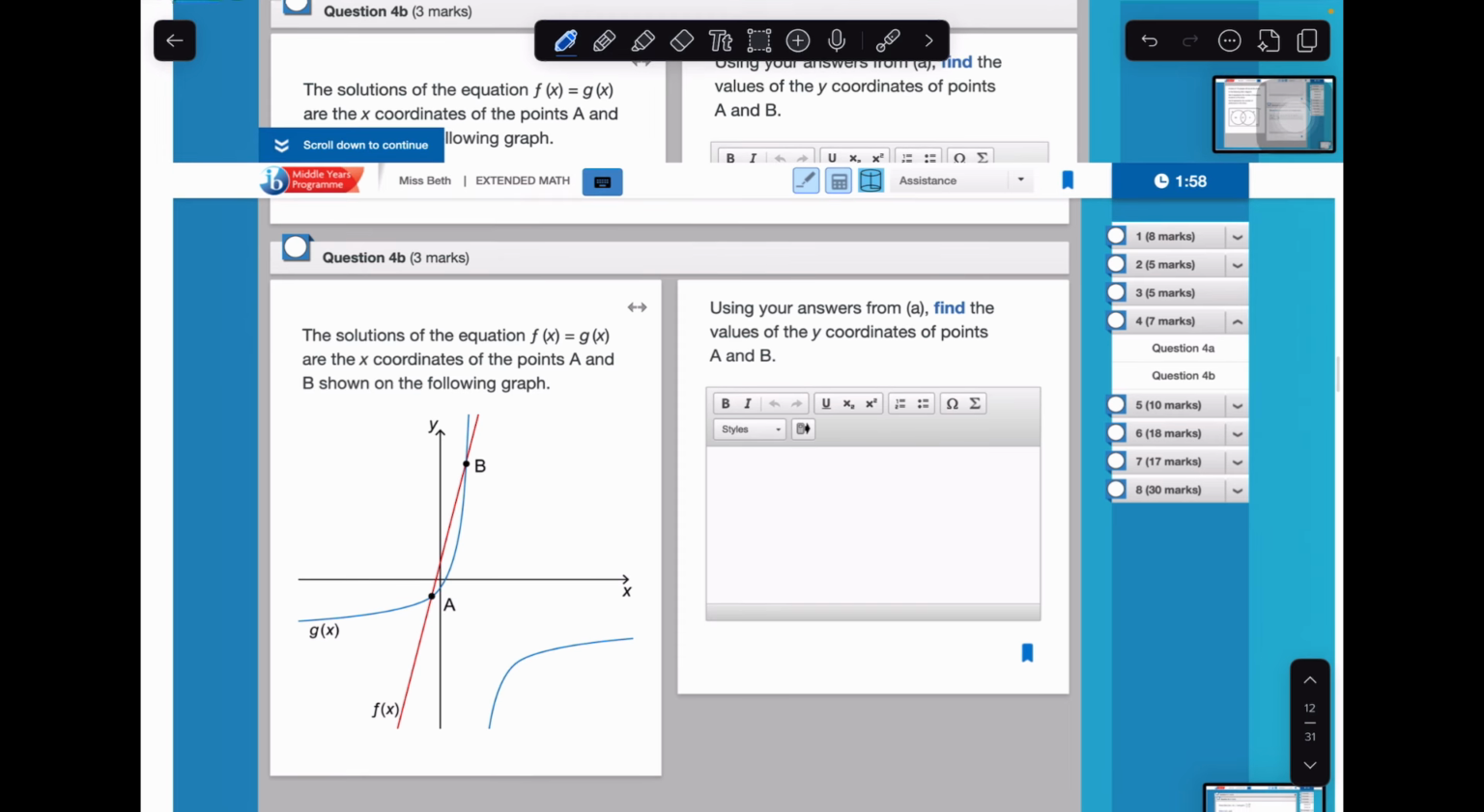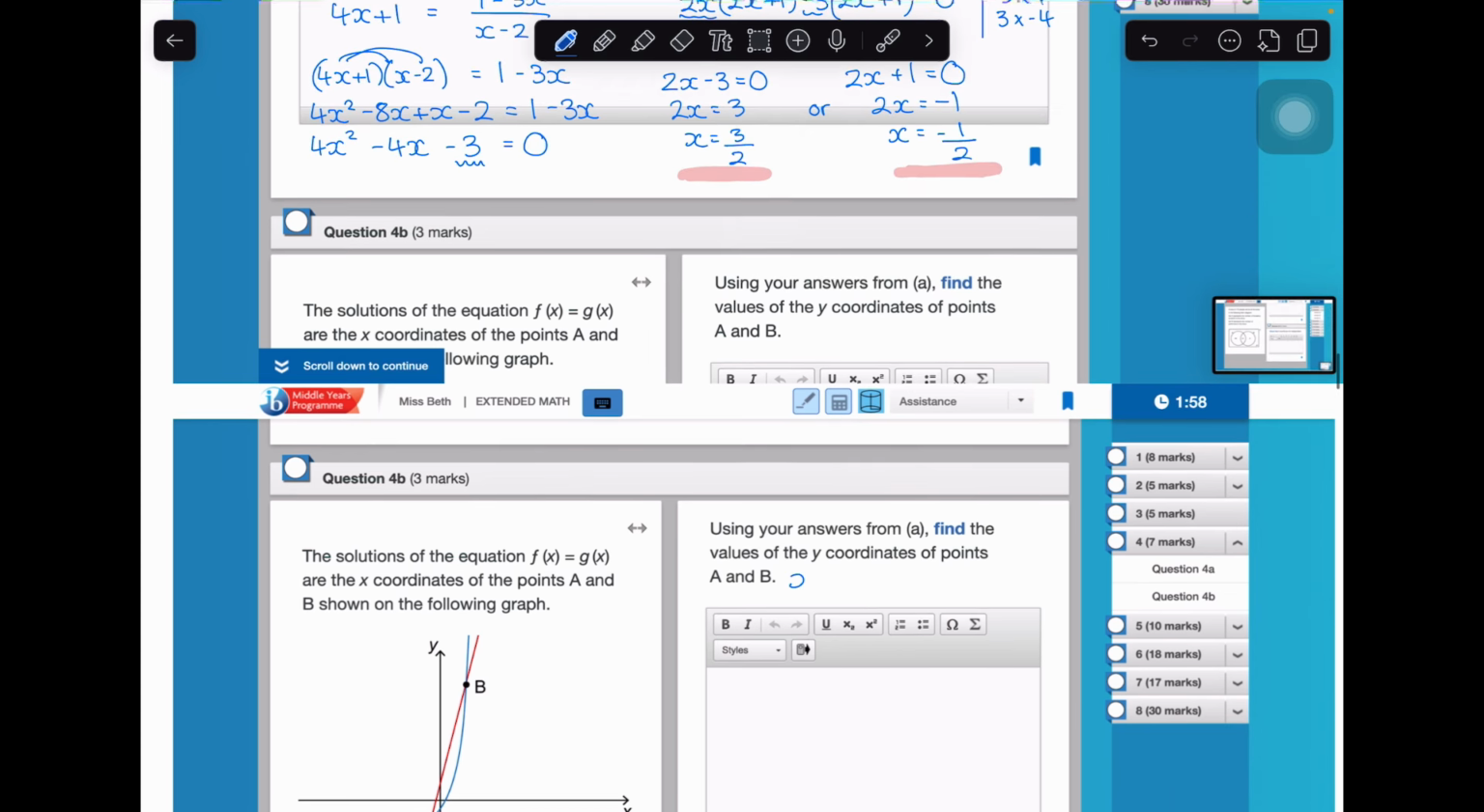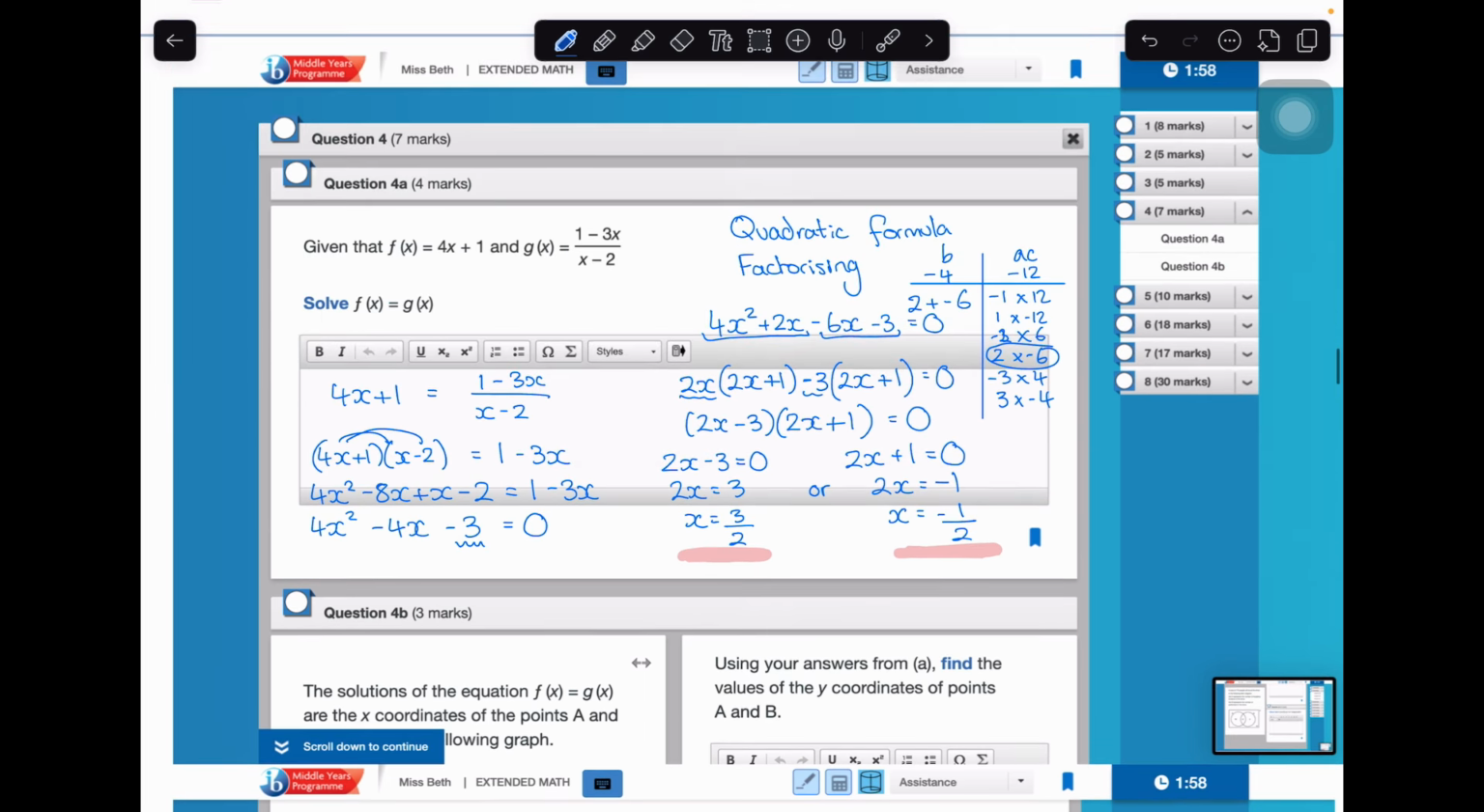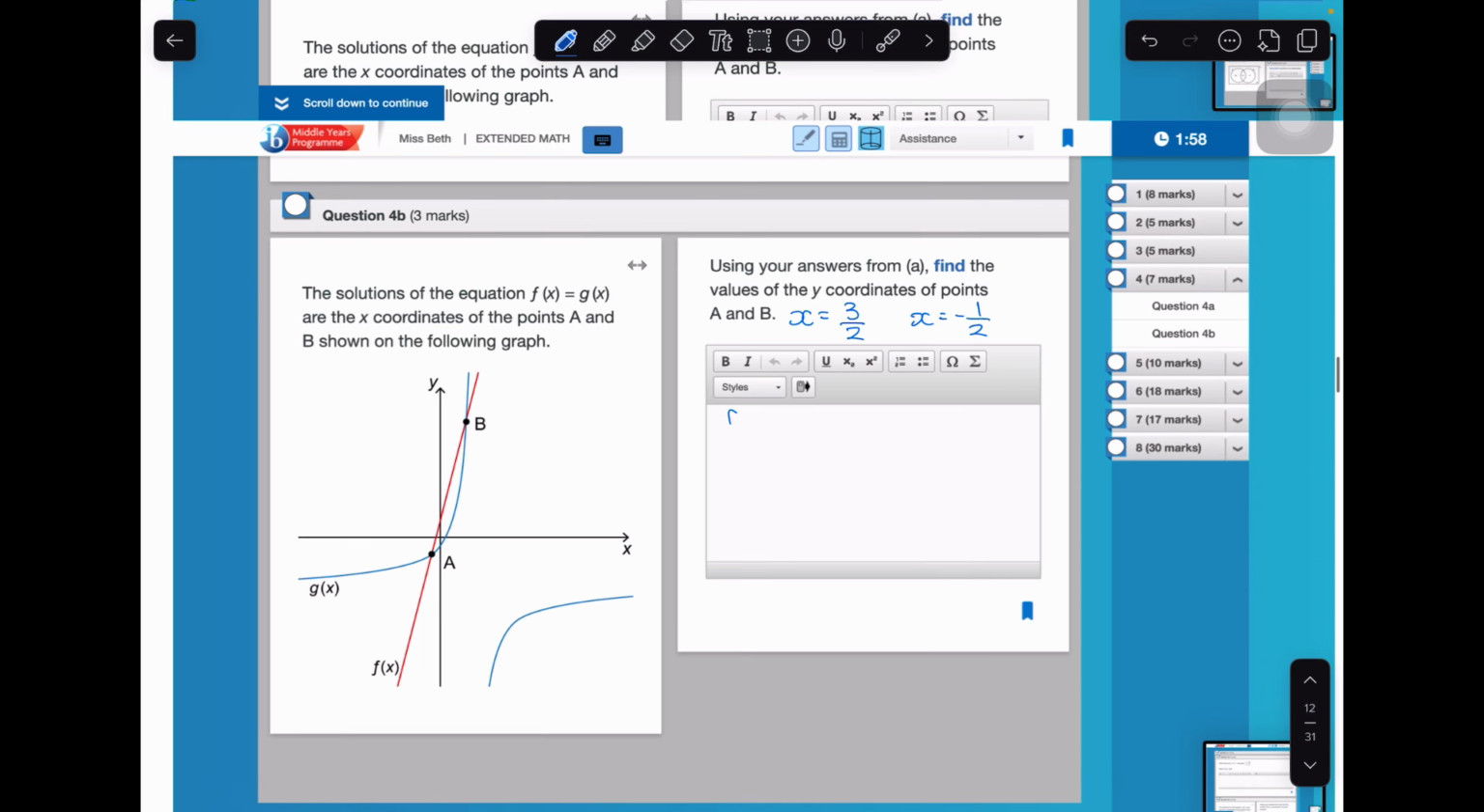So it says, using your answers from A, find the values of the y coordinates of point A and point B. So what we need, we need our 2 x solutions, so x is equal to 3 over 2, and x is equal to negative 1/2, and you need to take one of the functions, okay? So if we take f of x, so f of x is equal to 4x plus 1, and all I'm going to do is substitute these x values in to find the corresponding y values, which would be our y coordinates, okay?